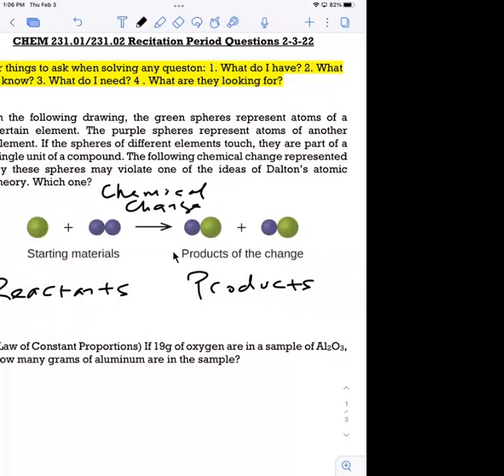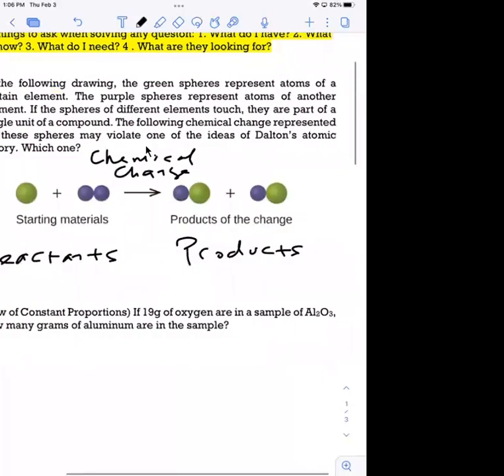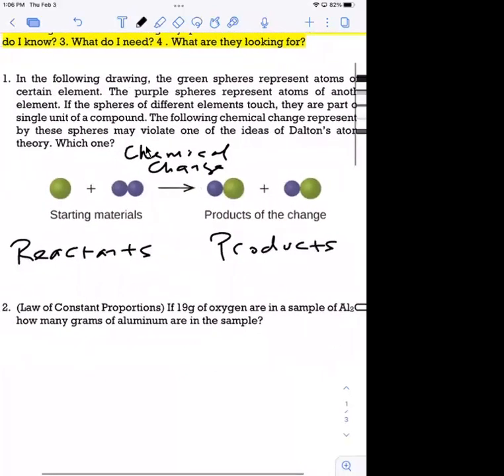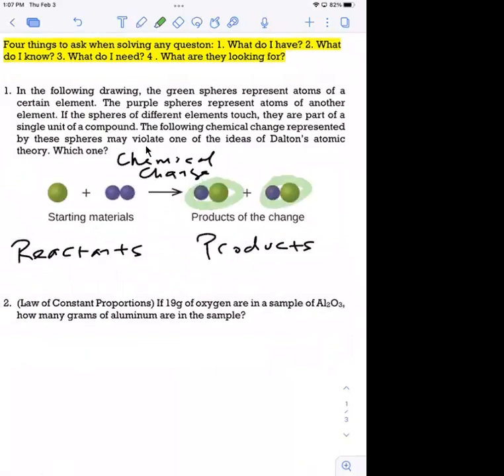All right, so now let's look at what it says. The purple spheres represent atoms of another element. If the spheres of different elements touch, they are part of a single unit of a compound, right? So that's over here. So both of these are compounds made up of two atoms of different elements. It says the following chemical change represented by these spheres may violate, this is the key to the question right here, may violate one of the ideas of Dalton's atomic theory, and it asks which one.